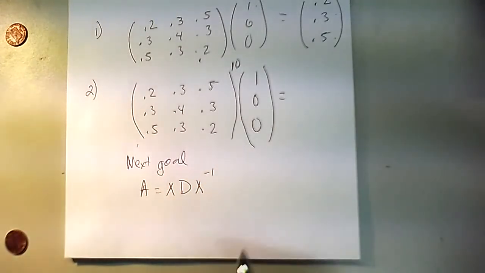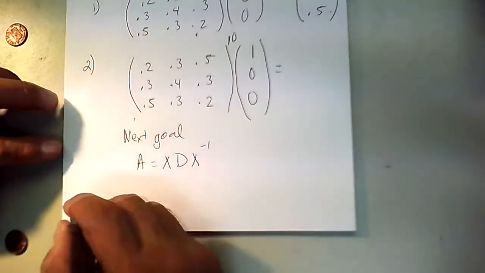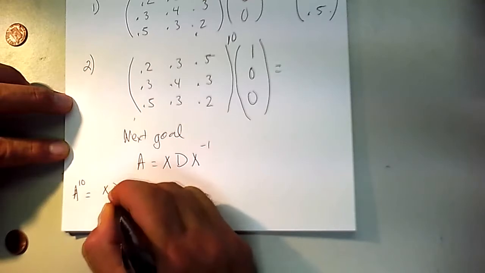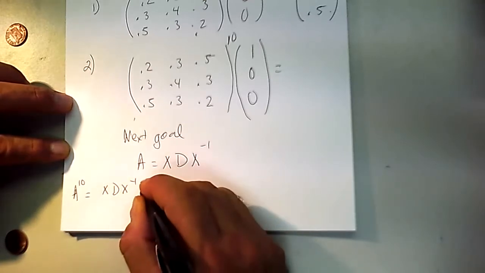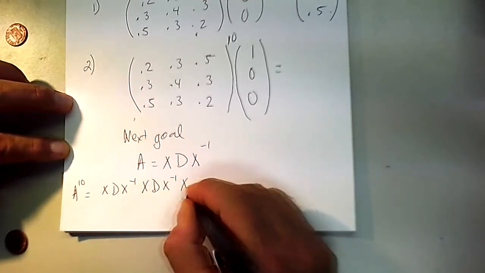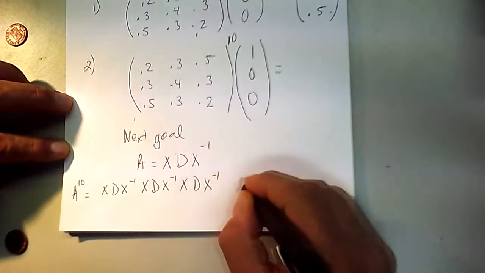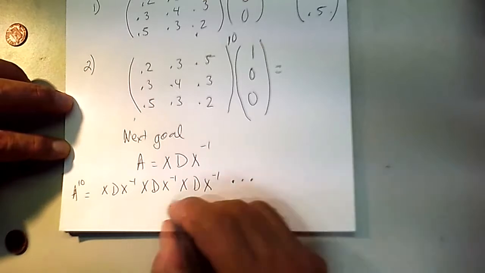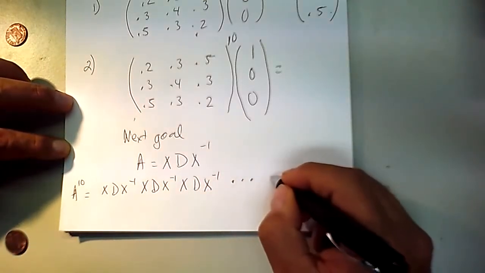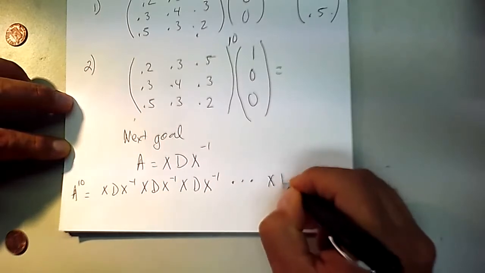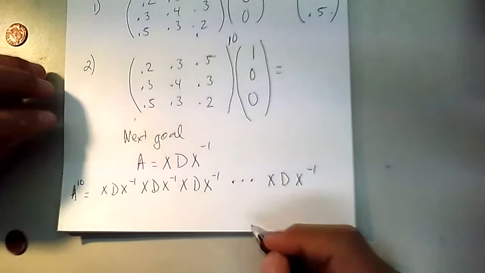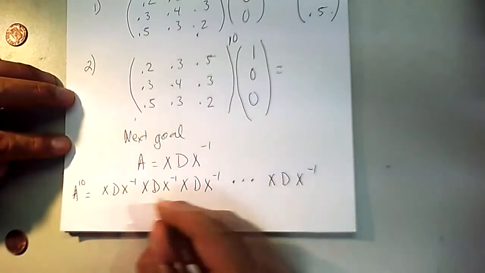Why? Because if we achieve this, then we will have that A to the 10 will be X D X inverse, so that's 1, X D X inverse, that's 2, X D X inverse, that's 3. Well, we're going to do that 6 more times, so that's going to be 9, and then we're going to end up with X D X inverse, where D is diagonal. So those are 10 of those.